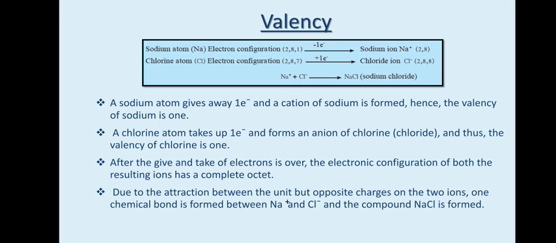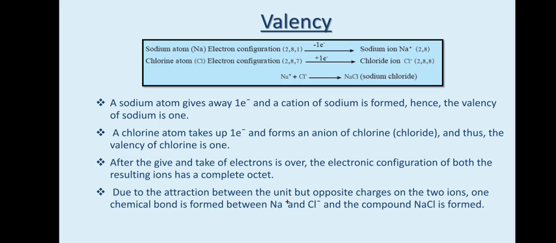In chlorine atom, the electronic configuration is 2, 8, 7 because its atomic number is 17. So, it can easily take up one electron to complete its octet. Octet means 8, so it needs to have 8 electrons to complete the shell. That one electron can be taken up from sodium atom. Followed? So that is why sodium will become positively charged because one electron is gone, and chloride ion will become negatively charged because it has taken one electron.